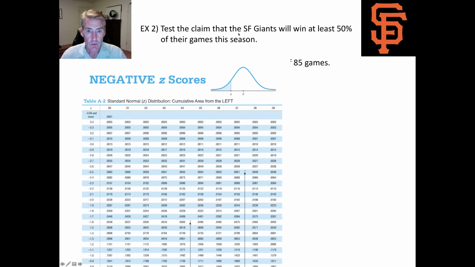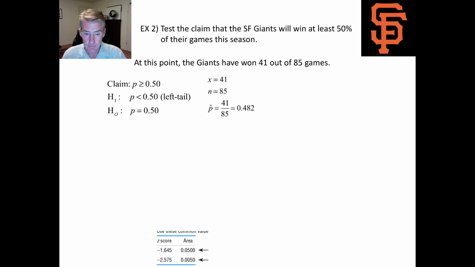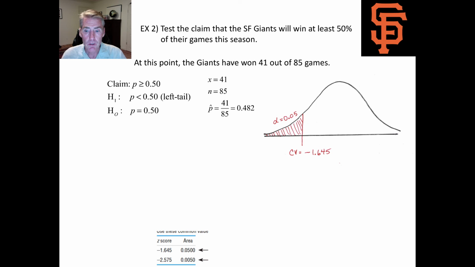Okay, so since this is a left-tailed test, I'm looking at the negative z-scores, and if this is 95%, then this is 5%. So look for 5%, and right in here, there's a tie between 0.0505 and 0.0495, and that little star is saying look at the bottom of the page, and if you were looking for 0.05, then use the critical value negative 1.645. So draw the picture, put critical value equals negative 1.645.